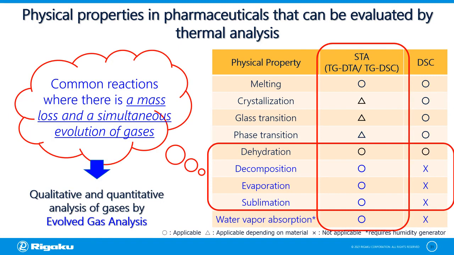This is a slide I have shown earlier. Here, the reactions in pharmaceuticals that are commonly evaluated by thermal analysis are listed on this table. Reactions such as dehydration, evaporation, decomposition, and sublimation or combustion are common reactions where there is a mass loss, and if there is a mass loss, then there is a simultaneous evolution of gases. Using the evolved gas analysis or EGA method, we are able to qualitatively and quantitatively analyze evolved gases. Through this, we can understand the kind of gases as well as their evolution behavior.